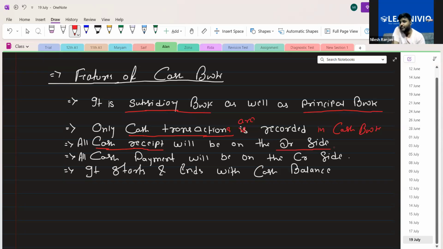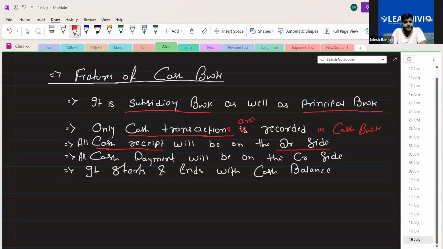That's why all cash receipts will be on the debit side and all cash payments will be on the credit side. If you start business with capital, it will be on the debit side because cash is coming into the business. If you are selling goods for cash, it will be on the debit side because cash is coming. If you're receiving money from your debtors, or receiving money as income, all these things will be on the debit side. And if you are purchasing for cash, paying your creditors, or paying expenses, all these items will be on the credit side, because all cash payments will be on the credit side.